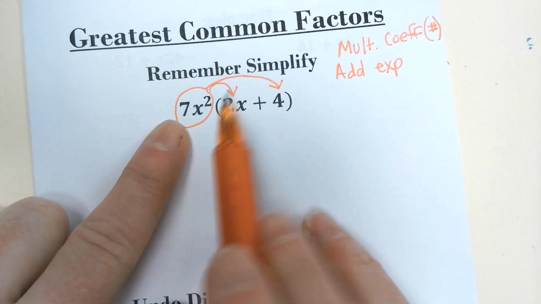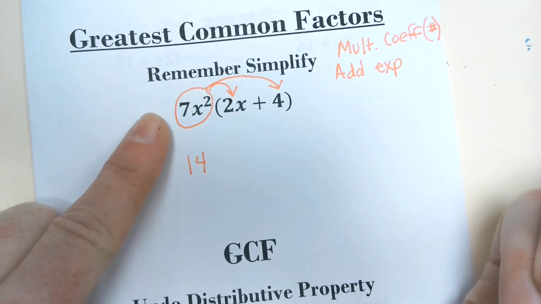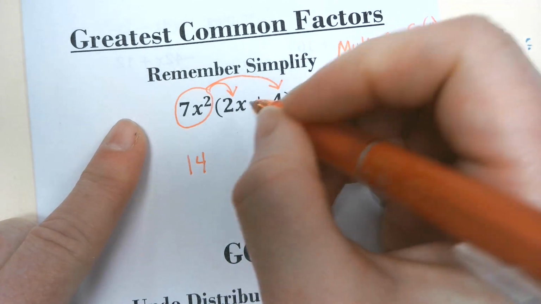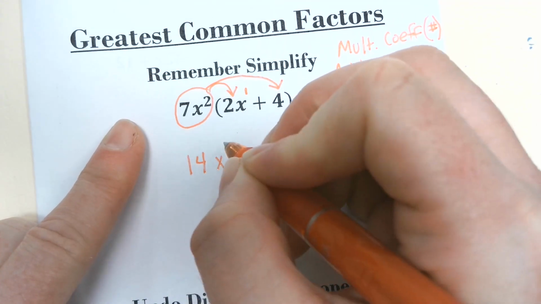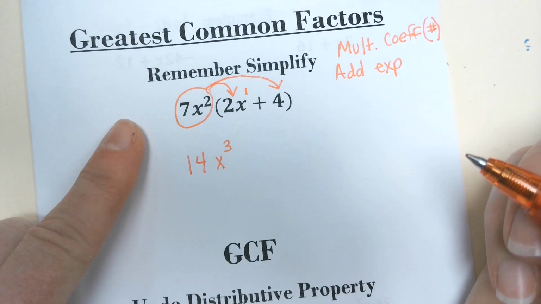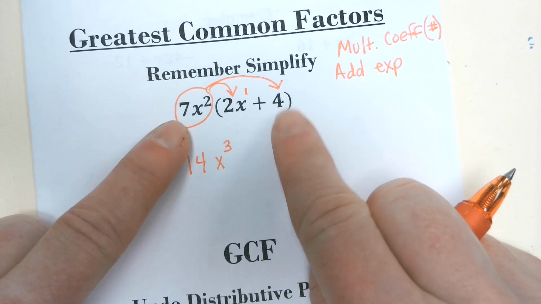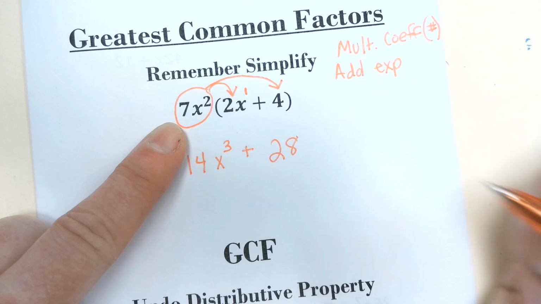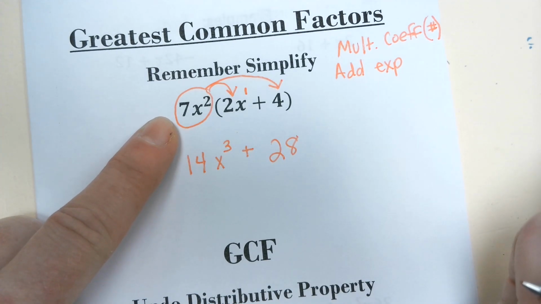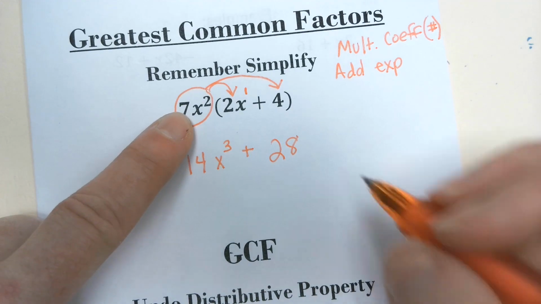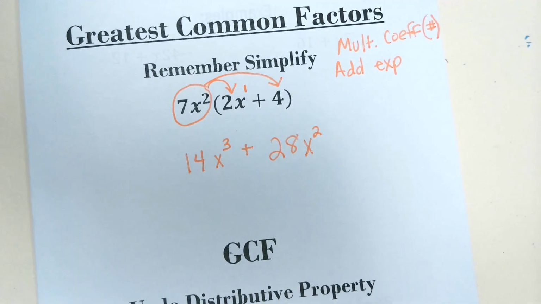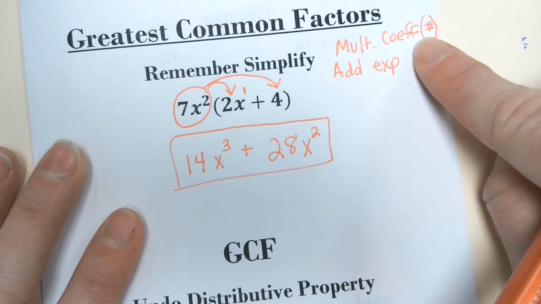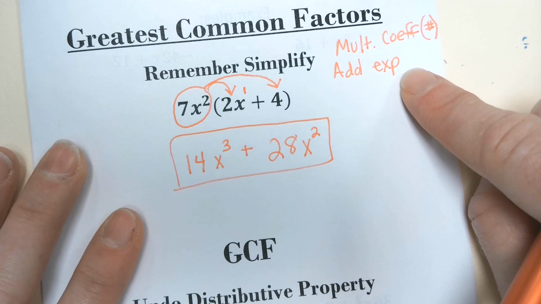So we're going to multiply 7 times 2. And then add exponents. If I have x squared here and x to the first, that'd be x to the third. Then I would multiply 7 times 4. And we carry down the plus, because everything's positive here. There's no negatives that would change any signs. And we would keep the x squared because there's not one on the 4. Okay, so the reason I did that is so that you remember when we distribute, we multiply coefficients, add exponents.